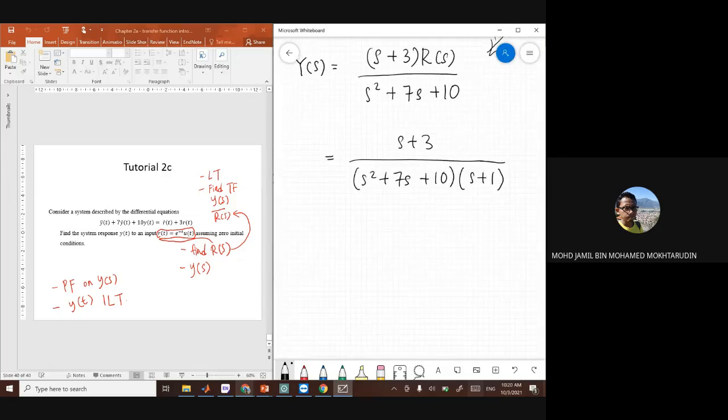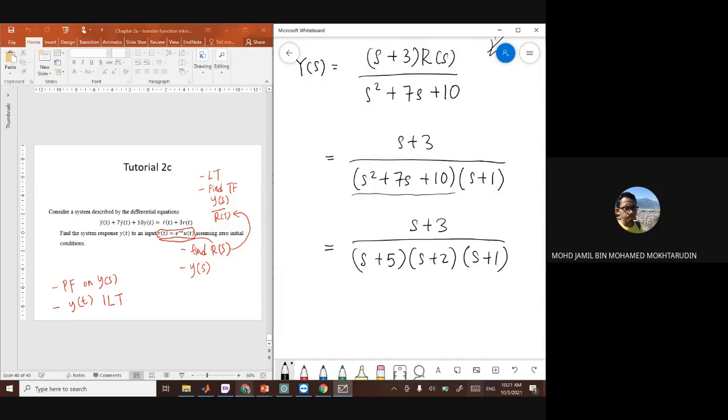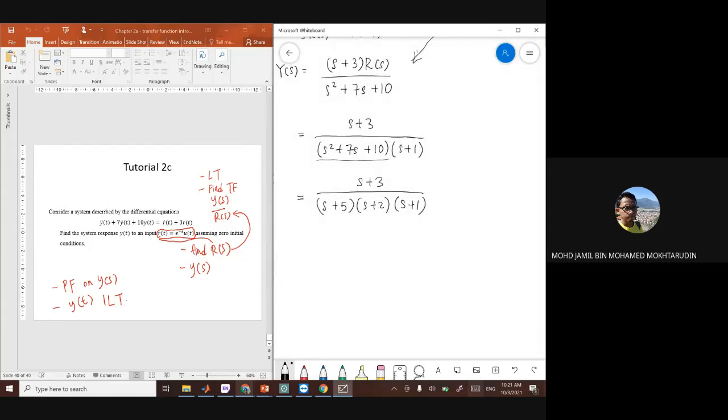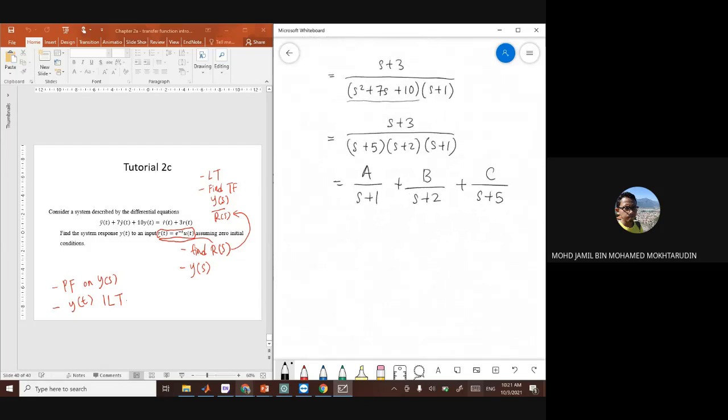Then you need to use partial fraction, but first you need to factorize this section here. So you get (s plus 5)(s plus 2)(s plus 1). Then you use partial fraction. So here you get A over s plus 1 plus B over s plus 2 plus C over s plus 5. Then you equate the numerator.